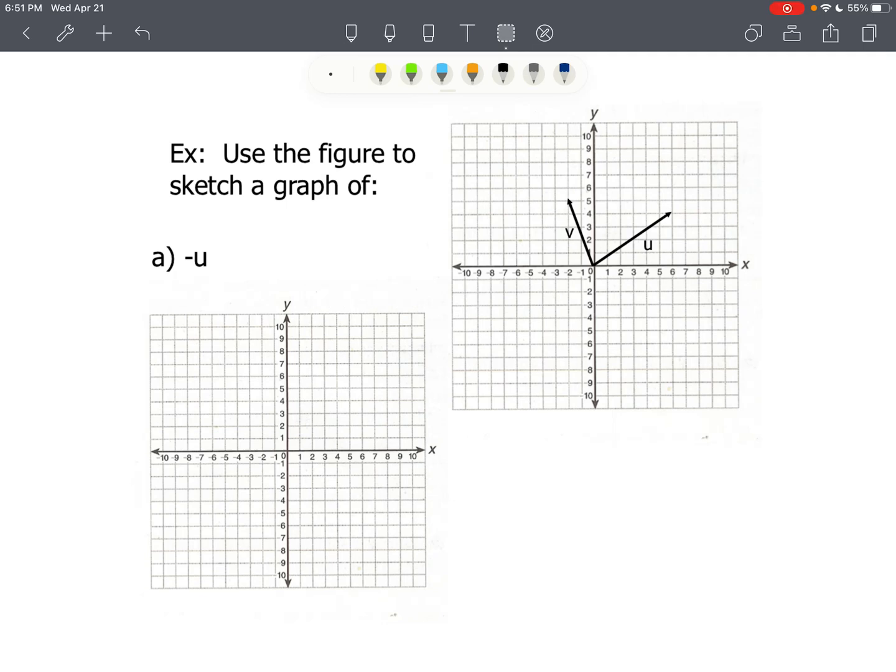If you printed out pre-printed notes, on one of your coordinate planes, you want to draw a vector u that starts at 0, 0 and ends at 6, 4. And that is vector u. Vector v starts at the origin 0, 0, and its terminal point is at -2, 5.